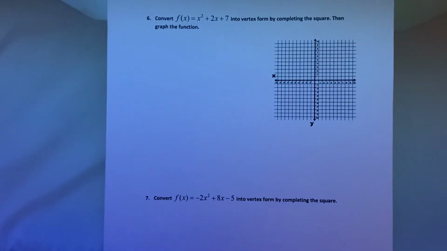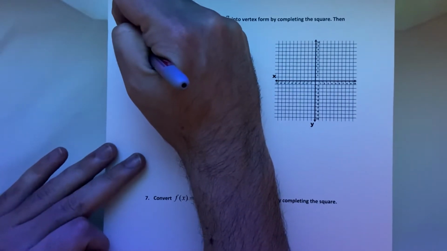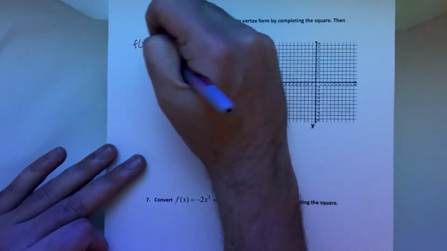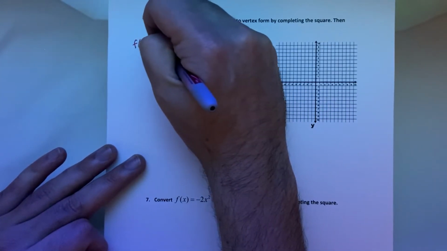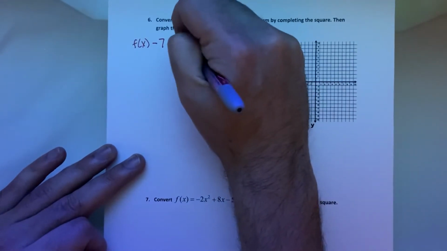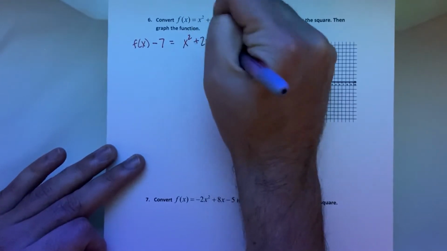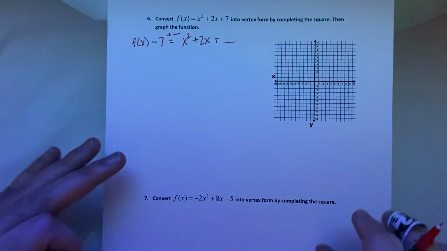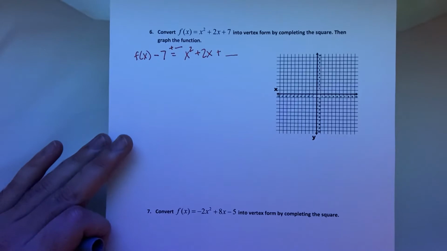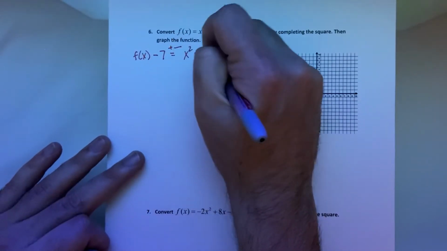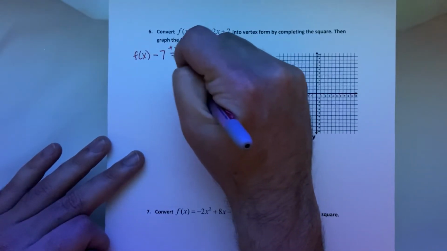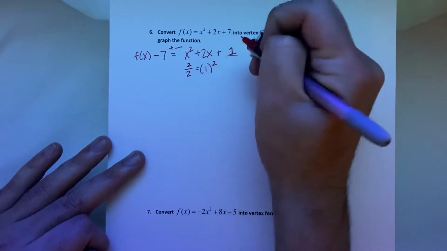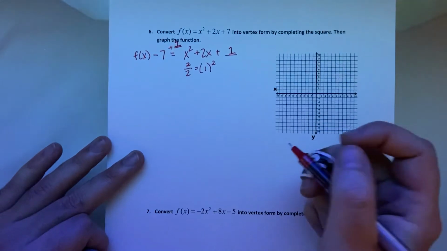So to complete the square, you move the 7 over, and we'll move it back over in the end. And you leave plus blanks on both sides. To complete the square, you take 2, cut it in half, which is 1, and square it, so you need a 1 there and a 1 here.